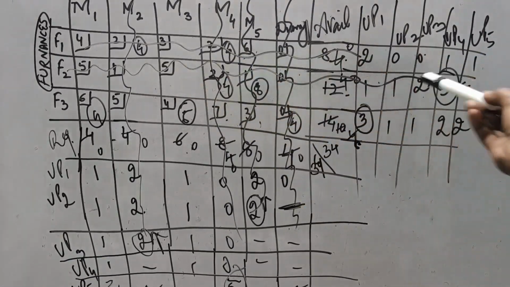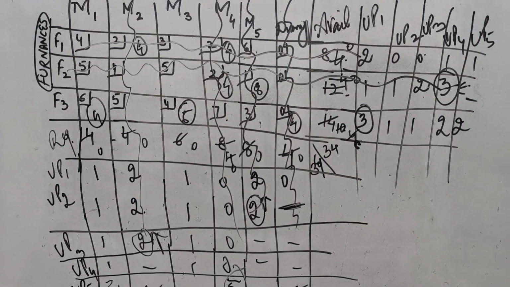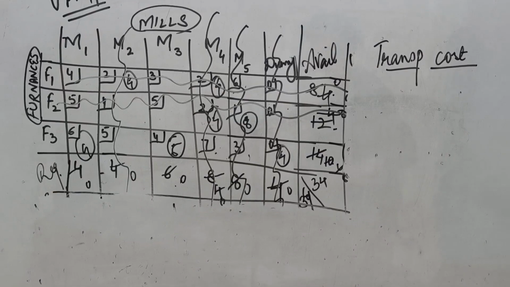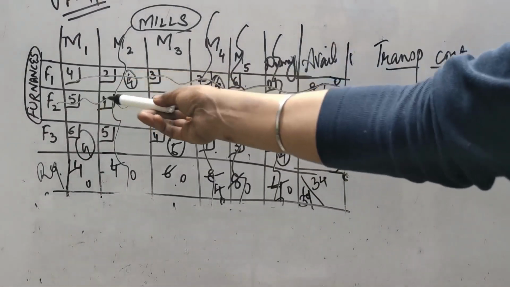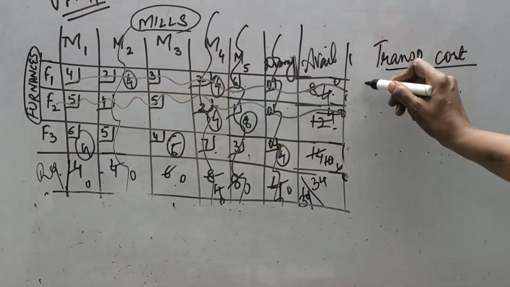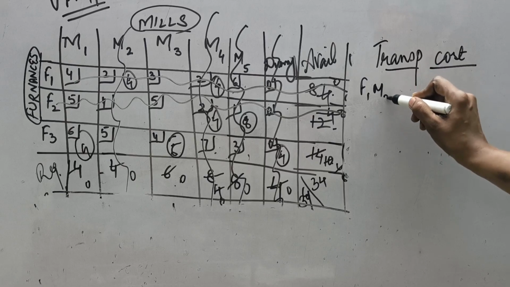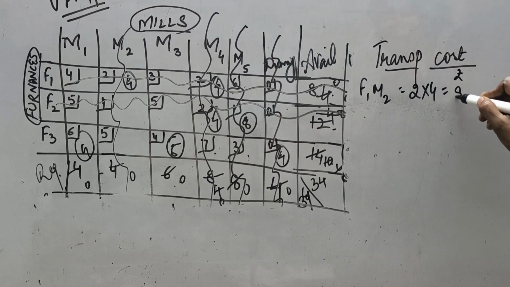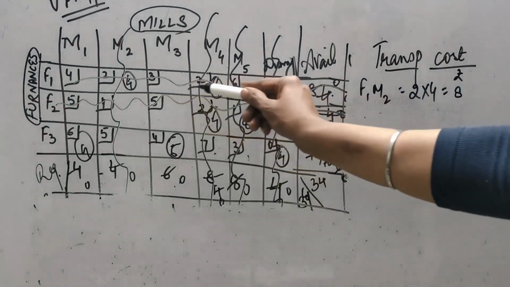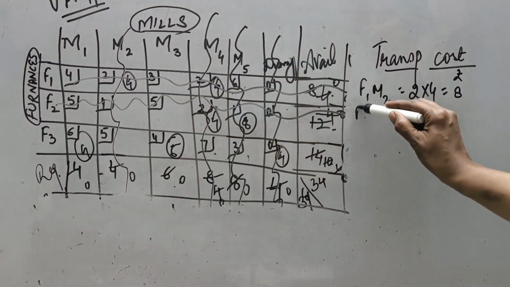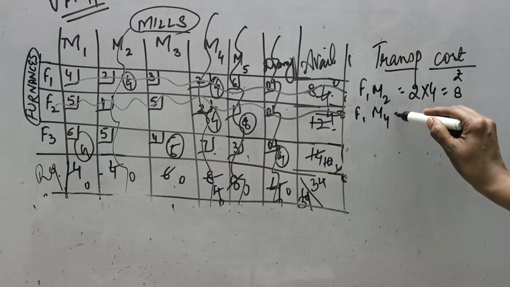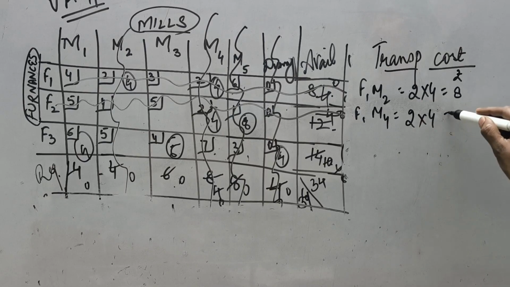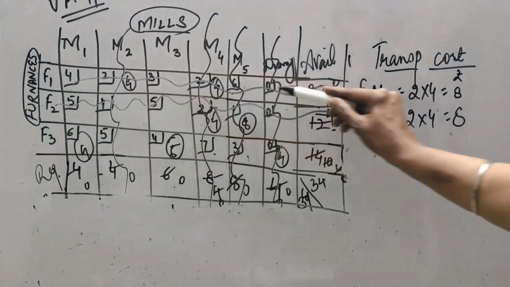Wherever we find the rim, we will calculate the transportation cost now. Now let's just write down the transportation cost. So as you can see for furnace 1, M2 has been allotted. So F1, M2 and the cost is 2 into 4, rupees 8 transportation cost. Again in this row F1, M4 is there. Again 2 into 4, 8 rupees. Now in F1 there is no other rim.